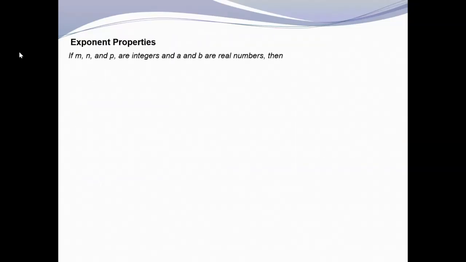So let's start with some of the properties. Okay, it says here, if m, n, and p are integers and a and b are real numbers, then the properties are going to hold. For example, this is called the product property. If you have a to the m times a to the n, we can add the exponents. It'll be a to the m plus n.